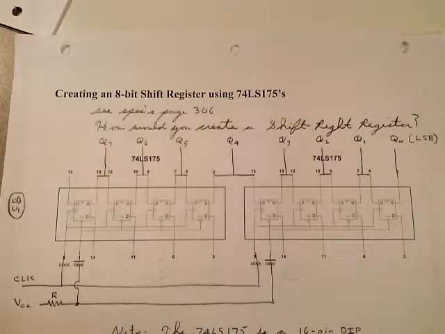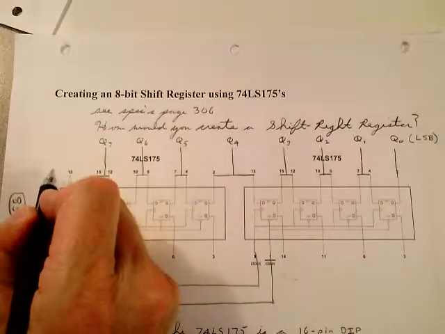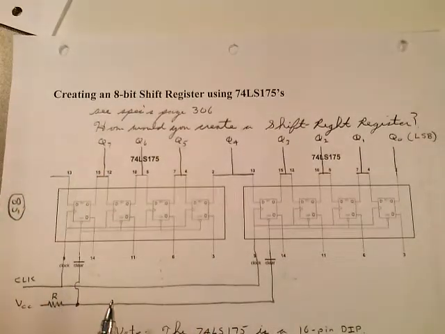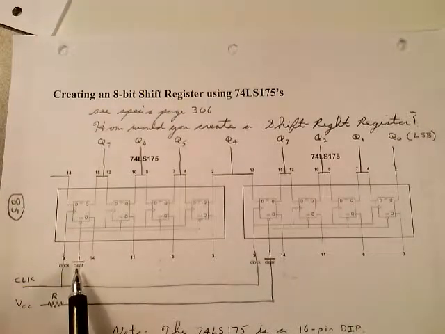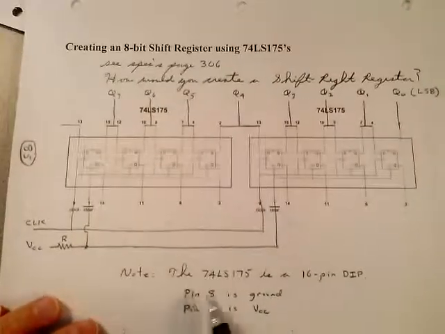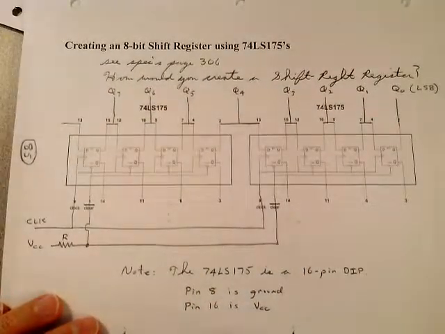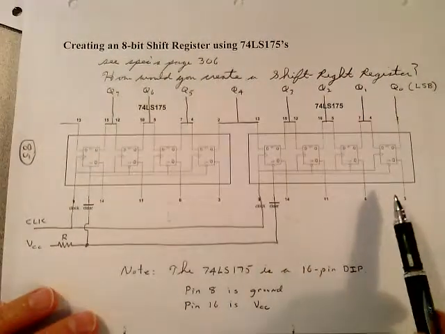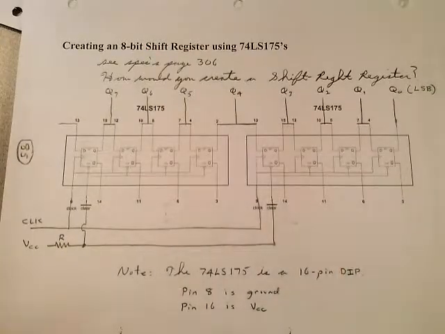So here's my input. This is my 8-bit shift right register. There's where my data comes in, pin 13 of this package. Here's my clock signal. The clear is low active. I just tie it high, so I disable it. And note I said here that pin 8 is ground, we didn't show it, and pin 16 is VCC. We're not even using the Q bar outputs, so I just let them go. You don't have to do anything with them. That's how you would create an 8-bit shift register using two 74LS175s. And that concludes this lecture.